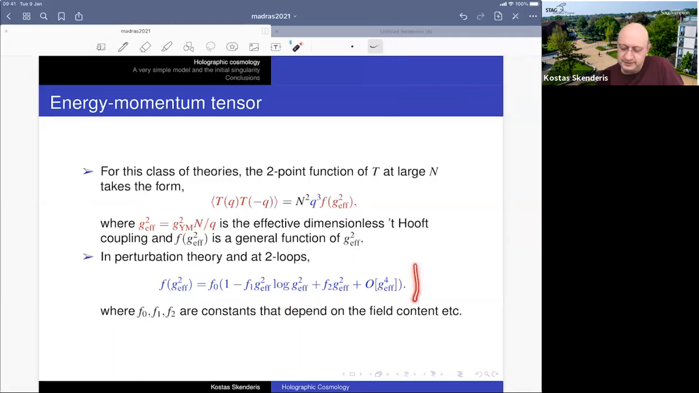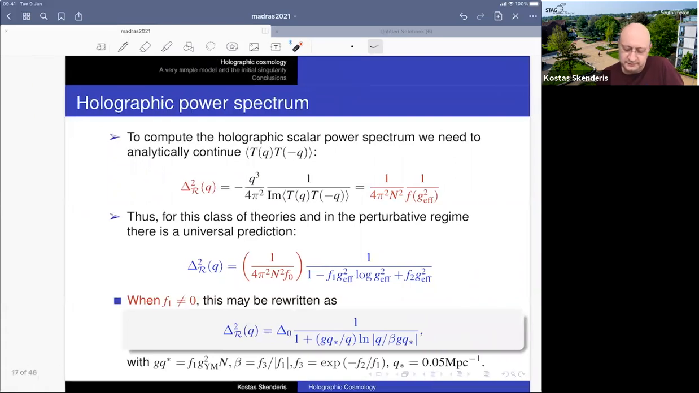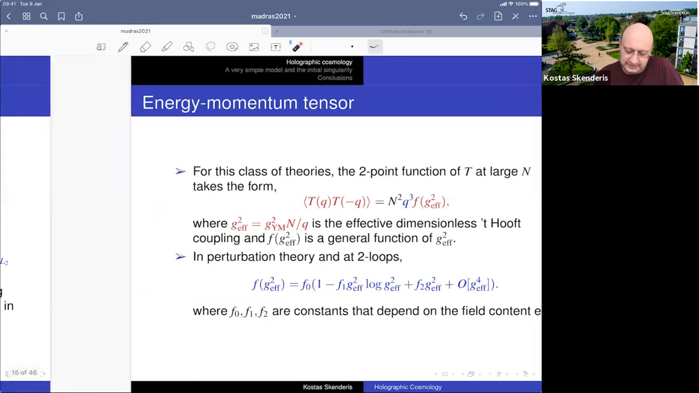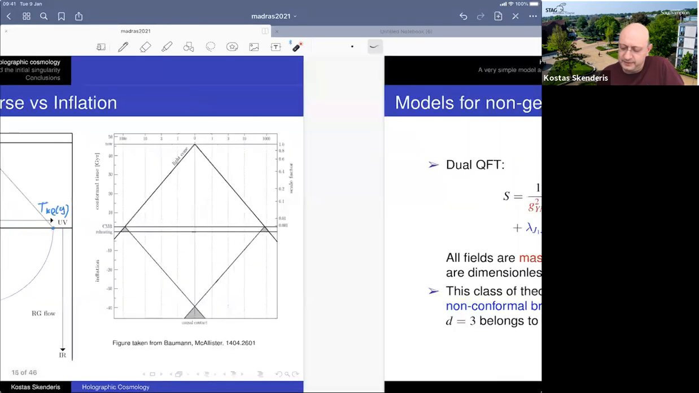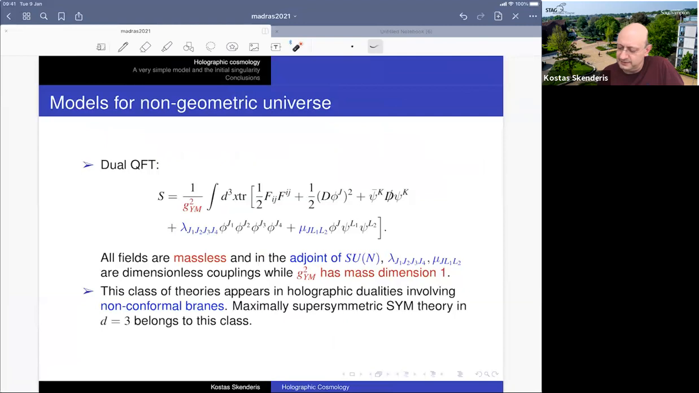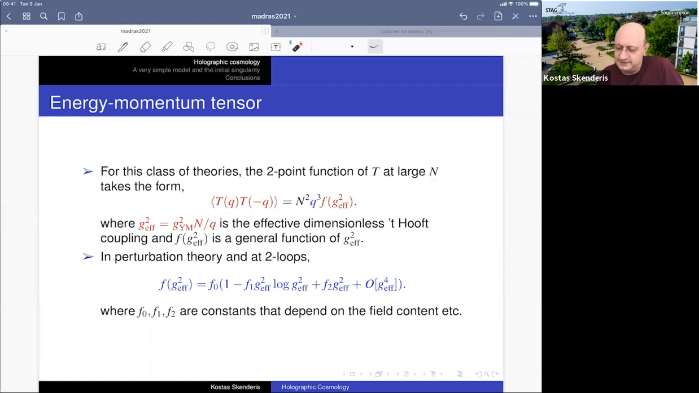Okay, so now we computed this. Now that we computed this, let's go and put them into the formula. So first of all, I discussed earlier that we need to do this analytic continuation. Q goes to minus IQ and then N goes to minus IN. Now some people ask me often when I give the talks, how do you know correlators can be continued in a consistent way? Well, in this class of theories, this is very easy to answer because the form of the correlators is fixed by the underlying structure. So you can see from here the G effective.